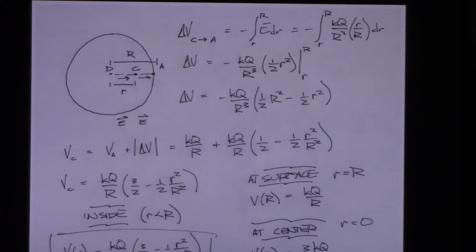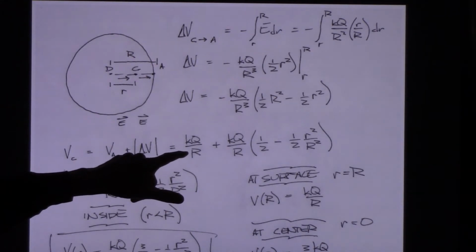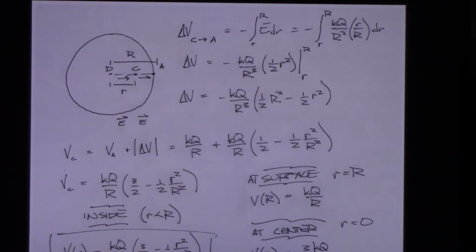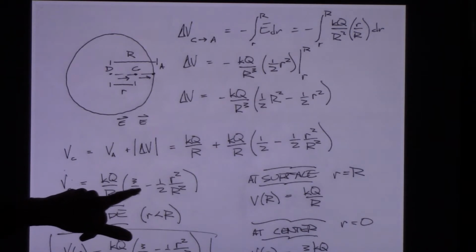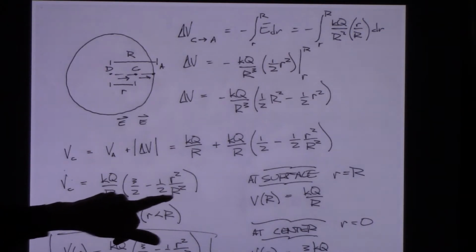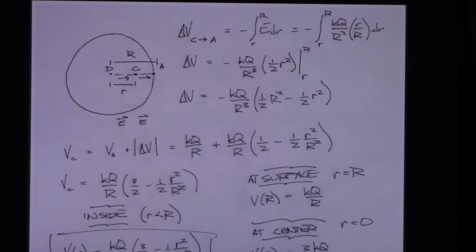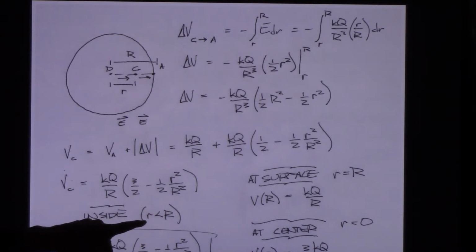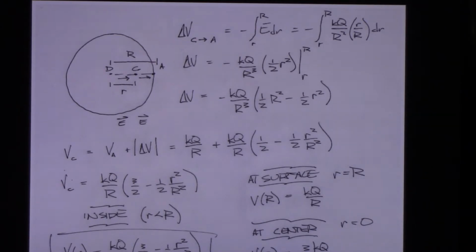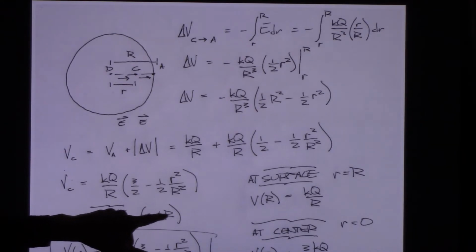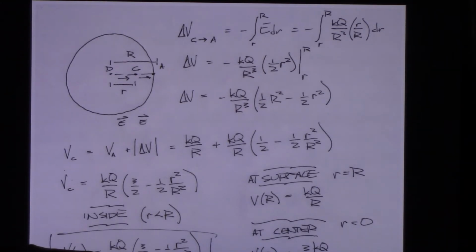And then what I was able to do was combine the kq over R at the surface with a kq over R times 1/2. This is what I got: V = kq over R, times 3/2 minus 1/2, little r squared over big R squared. Now that's for inside only. That's my inside formula. So for anywhere between 0, right at the center, and big R, anytime little r is less than big R, that's my formula for the electric potential inside.